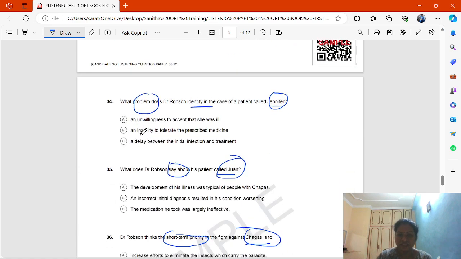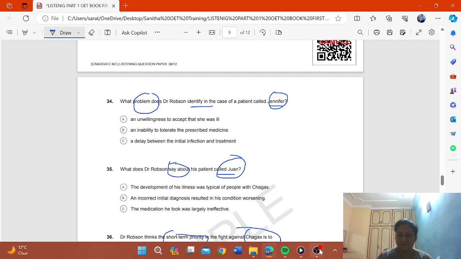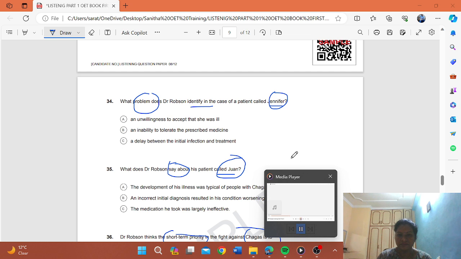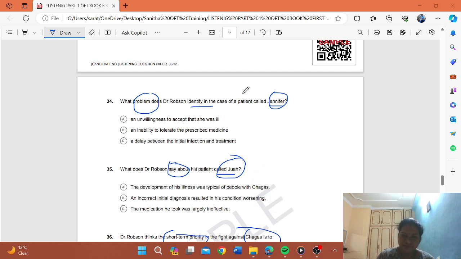Okay, next question. Treating Chagas. Well, another patient, I'll call her Jennifer, felt unwell following a vacation in a region where Chagas is endemic. Tests indicated she was Chagas positive.